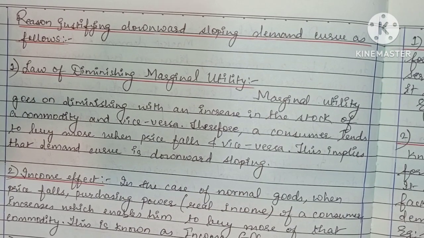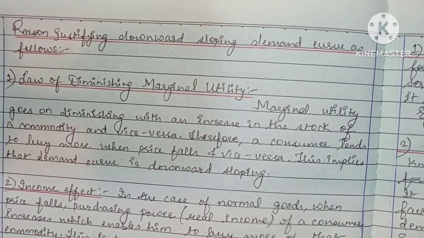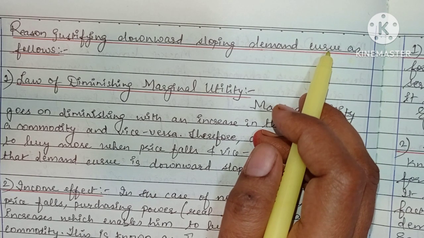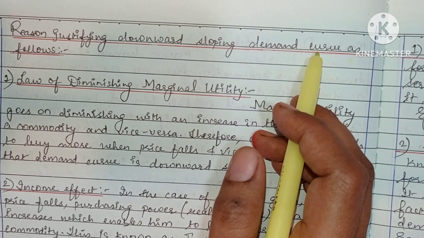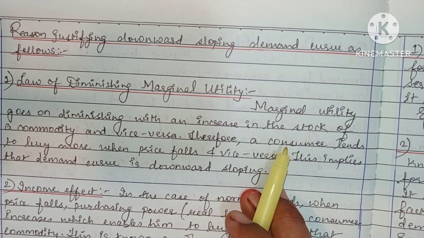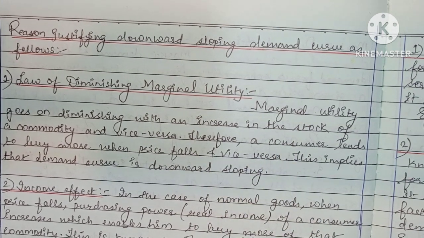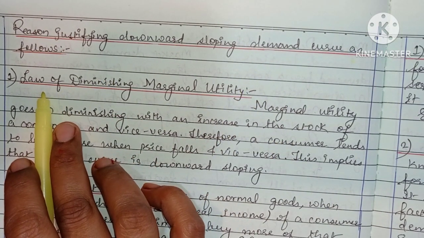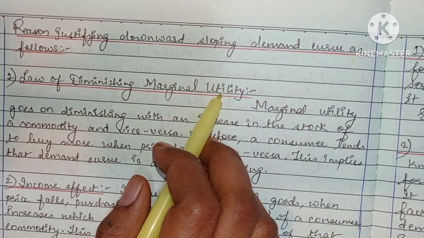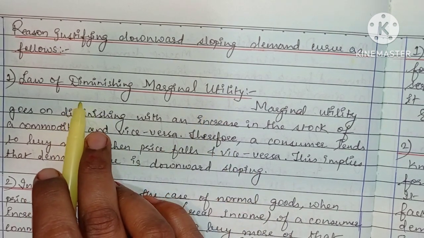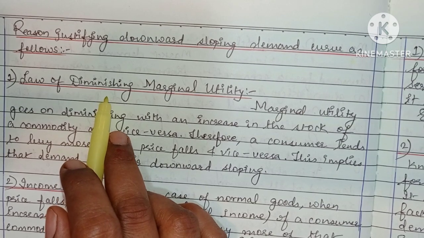So what are the reasons justifying the downward sloping demand curve? Why does the demand curve slope downward? Because when the price is high, the quantity demanded is low, and as the price falls, the quantity increases. So why is there a slope? Law of diminishing marginal utility. So we have studied this in the previous chapter, utility analysis. You can refer to that. What is the law of diminishing marginal utility?